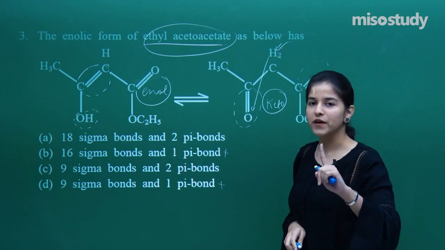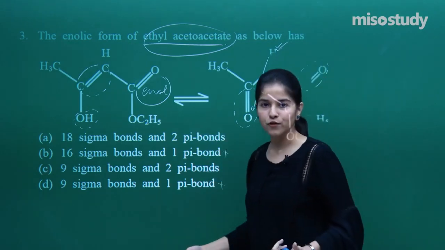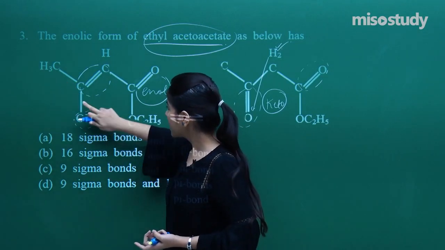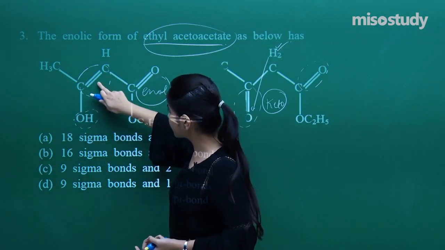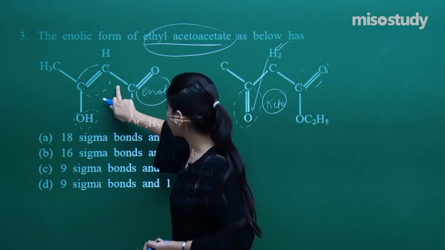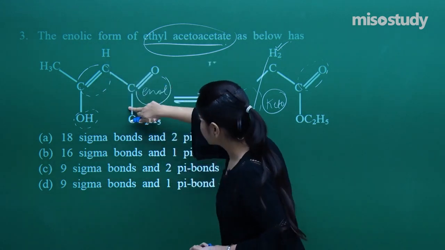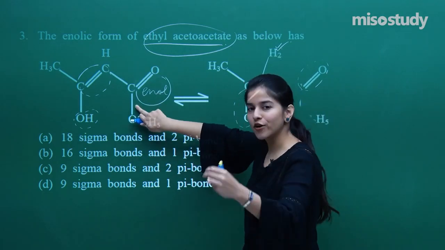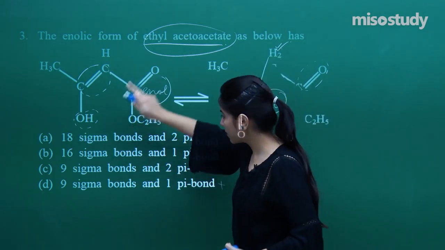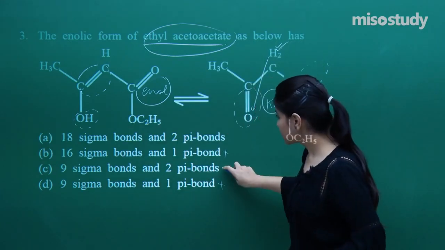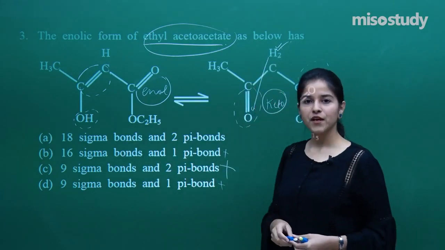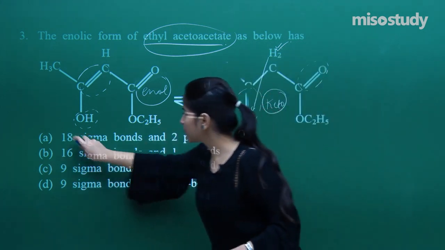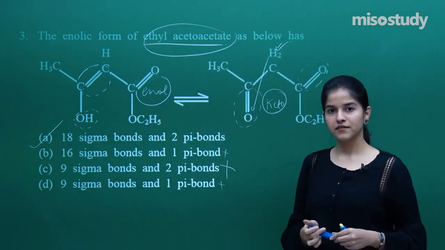Now I need to choose one. How many sigma bonds? Let us just count. 3 for these hydrogens, 1, 4, 5, 6, 7, right? 8, 9, 10, more than 10. It could be more than 10. I need not go further, but I can strike out this option as well, because the sigma bonds are more than 10. That means there is only one option left, is A, right?